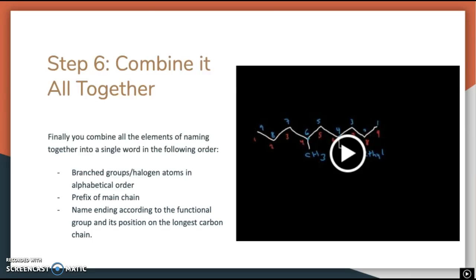Step 6. Combine it all together. Finally, you can combine all the elements of naming together into a single word in the following order. Branch groups and halogen atoms in alphabetical order. Be sure to ignore the prefixes. Then the prefix of the main chain. Then name ending according to the functional group and its position on the longest carbon chain.